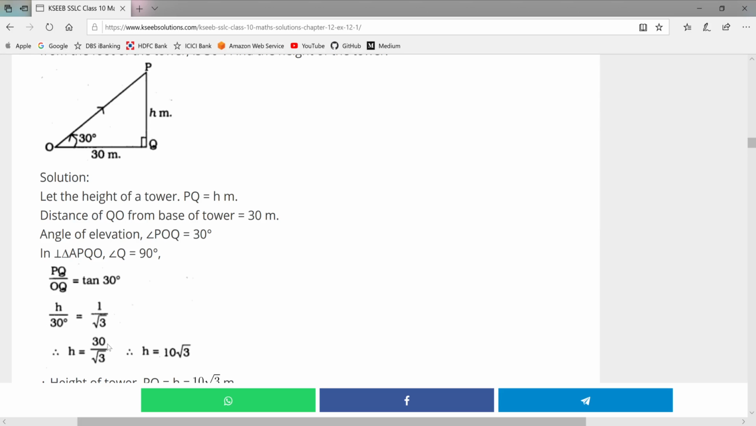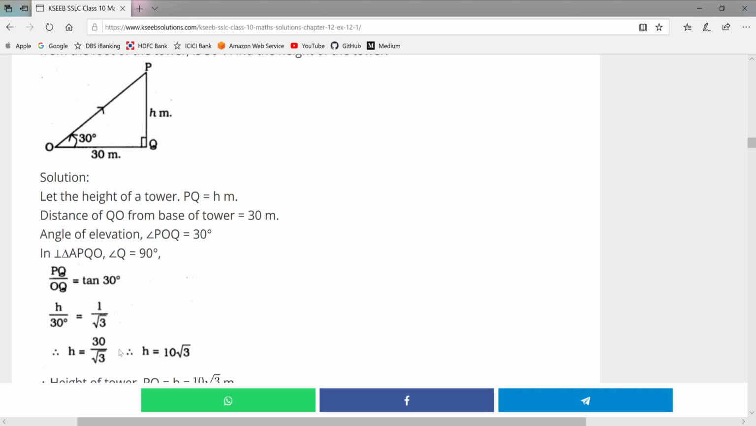30 into 1 is 30 divided by root 3. 30 divided by root 3, we can take it as 10 into 3. This 30 we can write as 10 into 3, and that 3 we can write as root 3 into root 3. Below in the denominator 1 root 3, and in the numerator 1 root 3 will get cancelled. We'll get the answer 10 root 3 here.